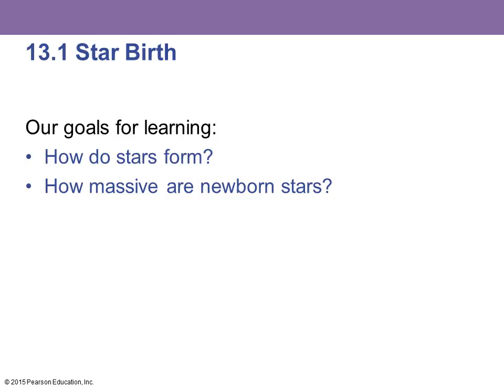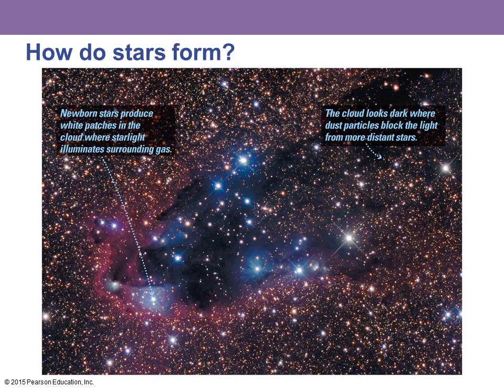So our goals for learning in this section are: how do stars form, and how massive are newborn stars? Newborn stars can appear in a couple of different ways in space. As you see over on the left there, here's a newborn star that is just starting to shine pretty brightly, but there's a cloud of gas around it, and so that illuminates that cloud. The cloud on the right looks dark, where some dust particles are blocking the light from more distant stars. So clouds of gas and dust around stars can give us some clue as to what's happening inside.